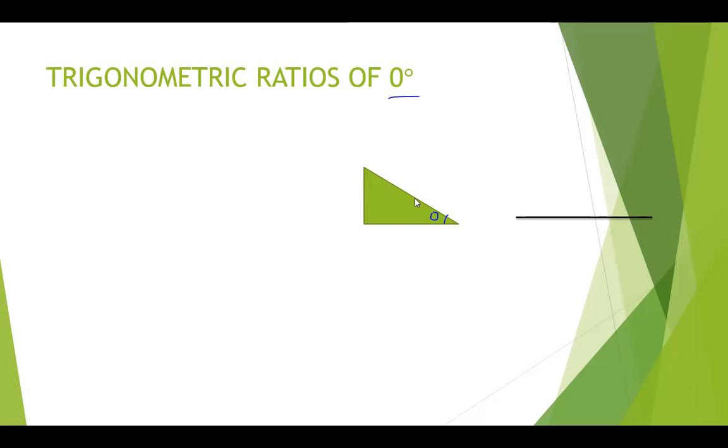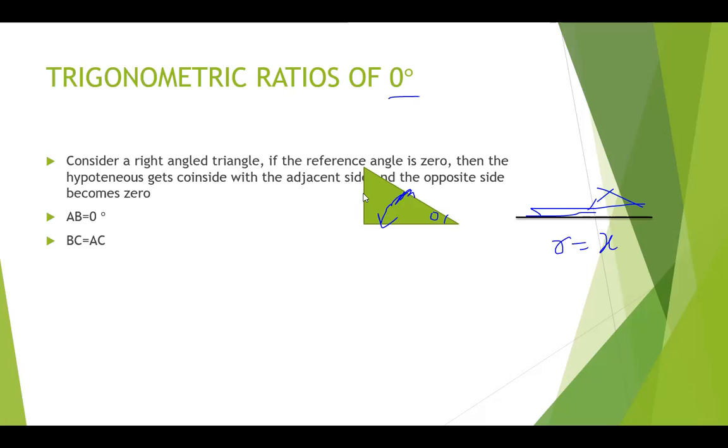When does my reference angle become 0? When this hypotenuse falls on the adjacent side. On the adjacent side only, the hypotenuse comes and falls on it. When the hypotenuse falls on the adjacent side, hypotenuse becomes equal to the adjacent side. And now, there is no opposite side because this side has fallen. At that time, opposite side becomes equal to 0. So thus, if our reference angle is 0 degree, then suppose I call this A, B, C like this.